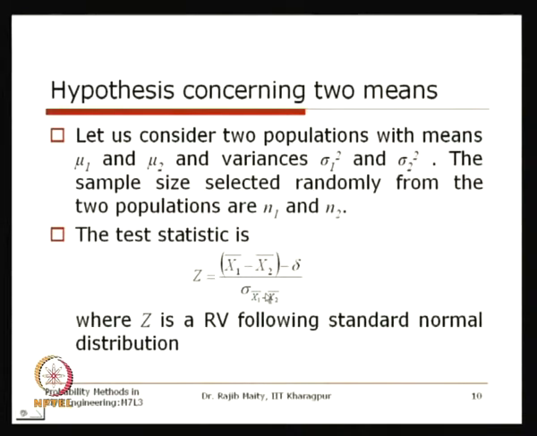Well, now we will take up hypotheses concerning 2 means. Now with 2 means there are 2 samples and 2 sample means. So we can ask many questions: whether both populations have the same mean, even though the sample means will not be exactly the same, that we can test. And we can also test whether one is really greater than the other one.